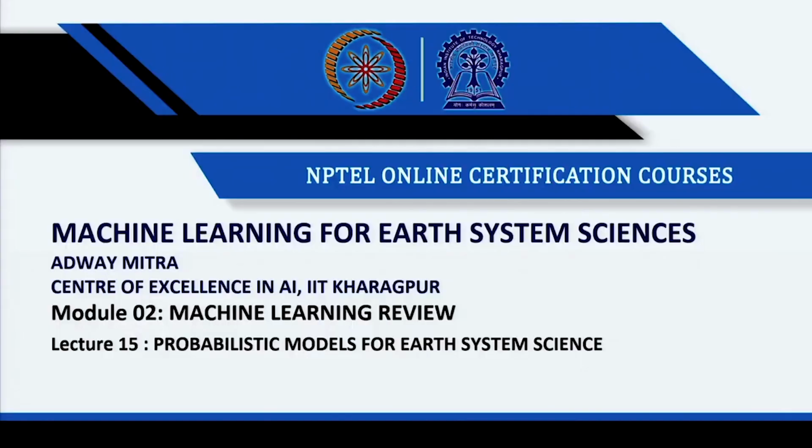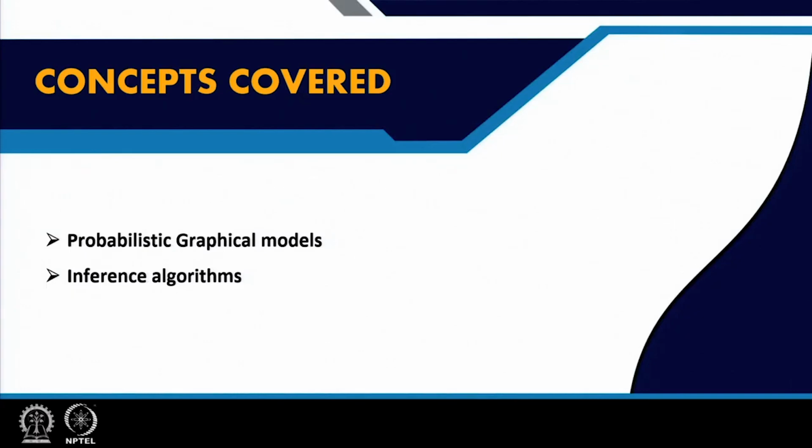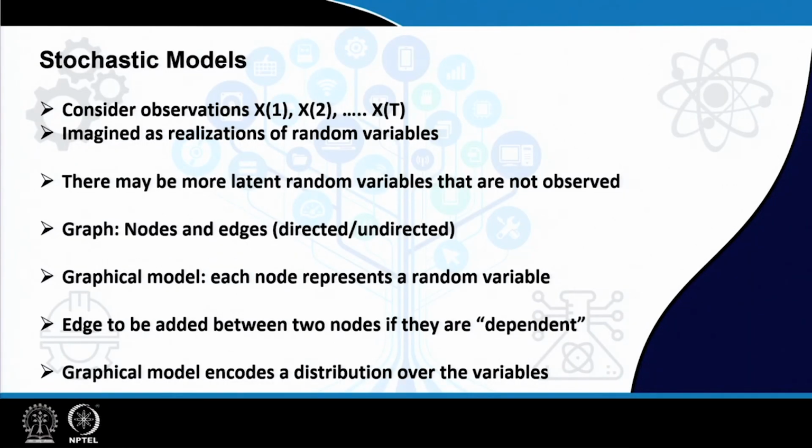Hello everyone, welcome to lecture 15 of this course on machine learning for art system science. Today is the last lecture of the current module, which is module 2 about the machine learning review. In today's lecture we will discuss probabilistic models for art system science.